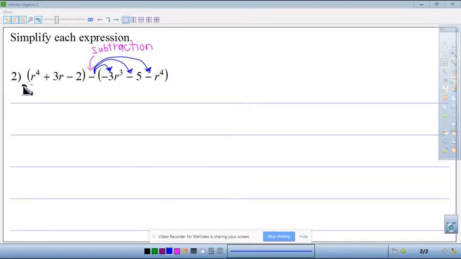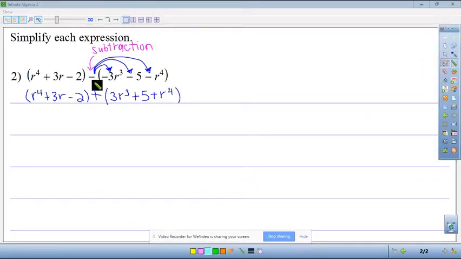So I'm going to go ahead and rewrite it. My first one stays exactly the same. There's no negative in front of it, so it stays the same. I want to turn this into an addition problem. So to turn it into an addition problem, I distribute that negative, which means I multiply it. A negative times negative 3r cubed becomes positive 3r cubed. Negative times negative 5 becomes positive 5. Negative times negative r to the 4th becomes positive r to the 4th. So it ended up changing all the signs of the polynomial behind it. Now I can go to combining those like terms.